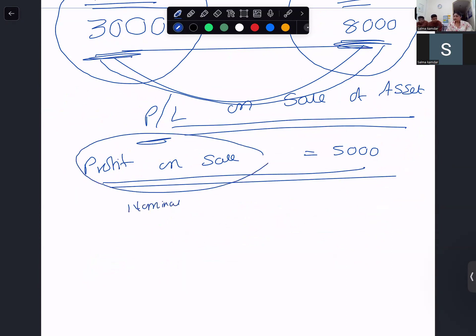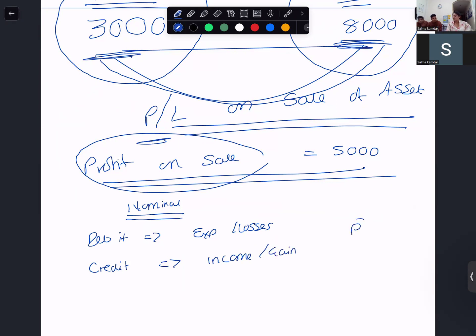Profit means, what is the rule for nominal account? Debit all expenses and losses, and credit all income and gain. So I would say the profit on sale of asset is 5,000. That means it is credit. That means income statement should be credit by how much? 5,000. Are you with me?